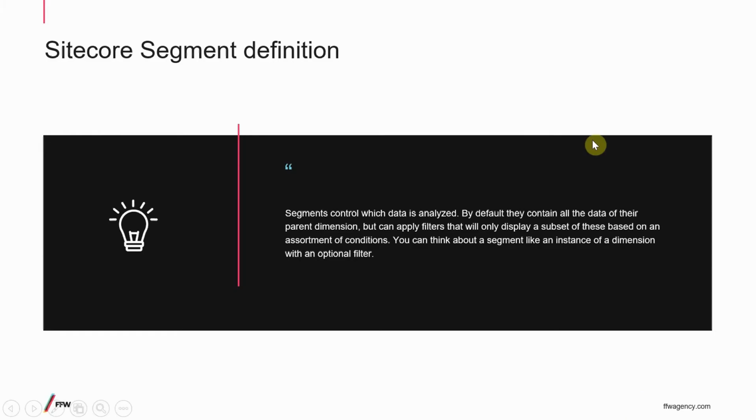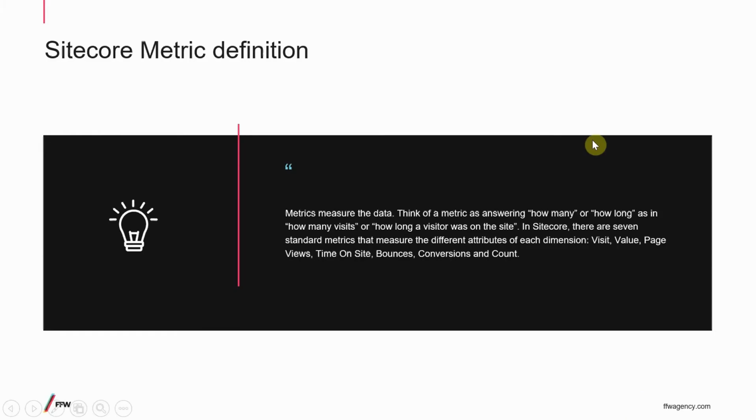The next one is the metrics, and the metrics are all about measuring the data. Think about the metric as answering how many or how long, as in how many visits or how long a visitor was on the site. In Sitecore there are 7 standard metrics that measure the different attributes on each dimension. These are visit, value, page views, time on site, bounces, conversion, and count. I won't go deeper into details in these terms right now.